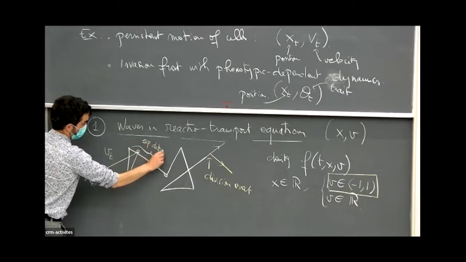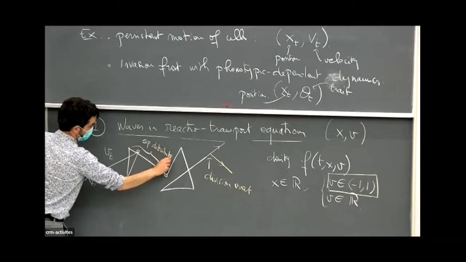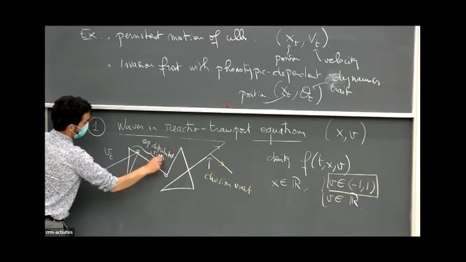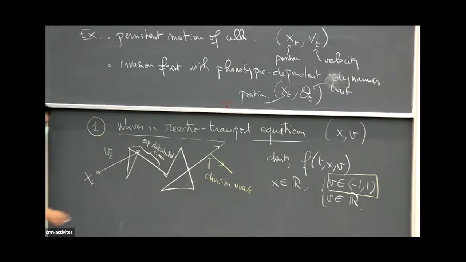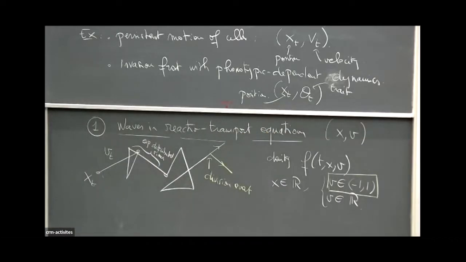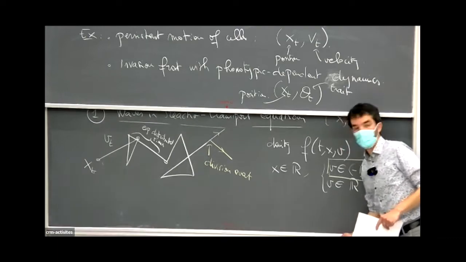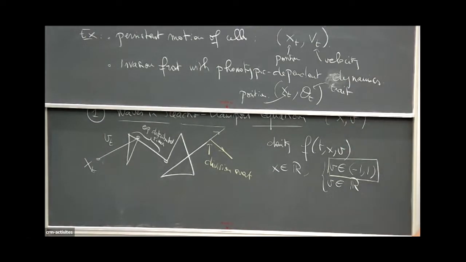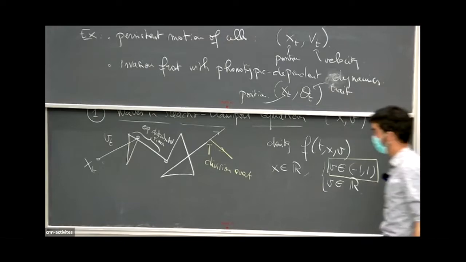So the time between reversions, or between changes of direction, are exponential times. Okay, so this is roughly my model on the equation. Are they independent? Sorry? Are they independent? Yes.